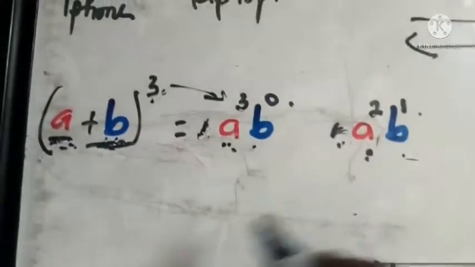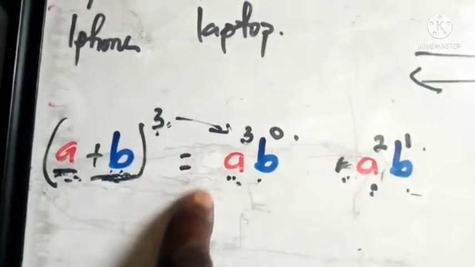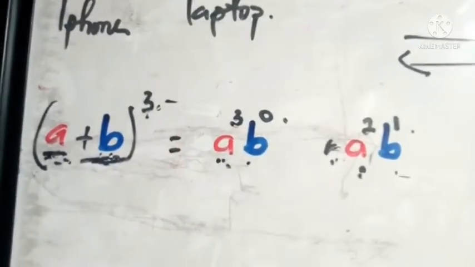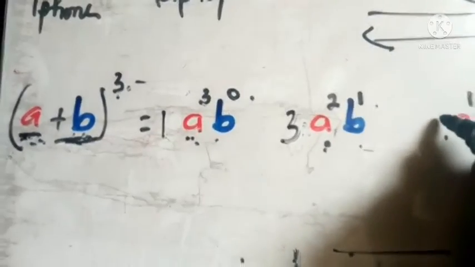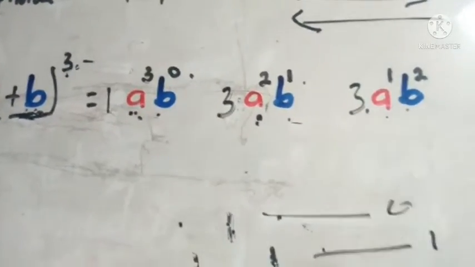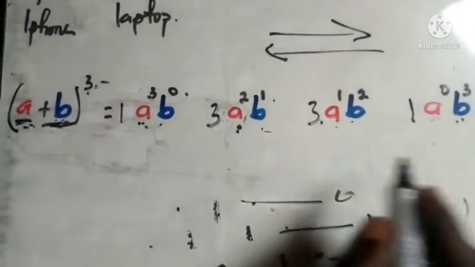So all that matters is, after arranging everything here perfectly, you just need to attach the coefficients. So 1 here, and then here we have 3, and then here we have 3, and then here we have 1. Is that okay? So that is the simple expansion.